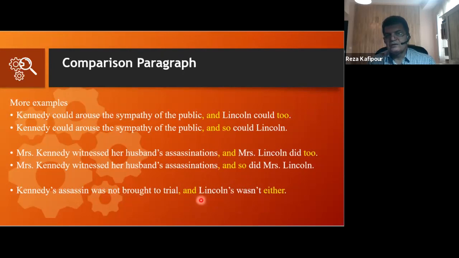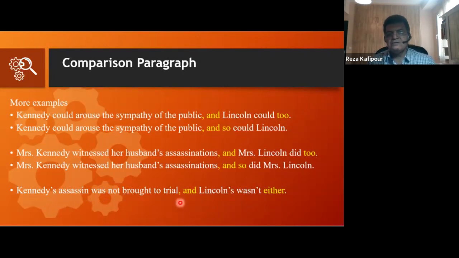So was not. And since was not is also compatible or consistent with Lincoln, no change happened. So we say, and Lincoln, that refers to Lincoln's assassin. Again, assassin is omitted as a parallel word or parallel structure. And Lincoln wasn't either. So, and either is something similar to and to based on the structure, but the auxiliary verb should be in negative form, and either is used when we are using a negative statement, a negative sentence.